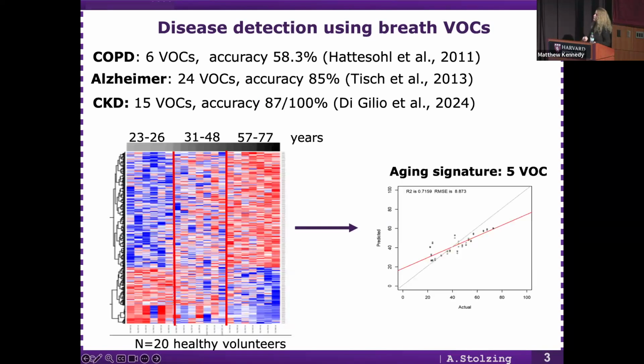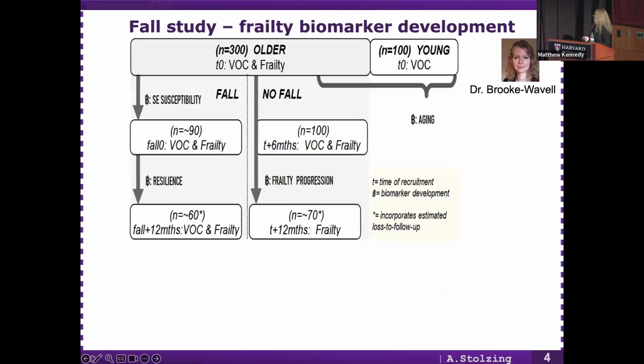I became interested because volatiles are non-invasive. You don't need a blood test, you don't need a tissue sample, nothing. You can just let people breathe into a little machine. So what we did is collect breath of 20 healthy volunteers from various ranges of age. We did a very simple analysis just to test the waters and see if we could predict chronological age. Using just 5 VOCs, we had a good correlation, good enough that we were convinced this is something we have to spend more time on.